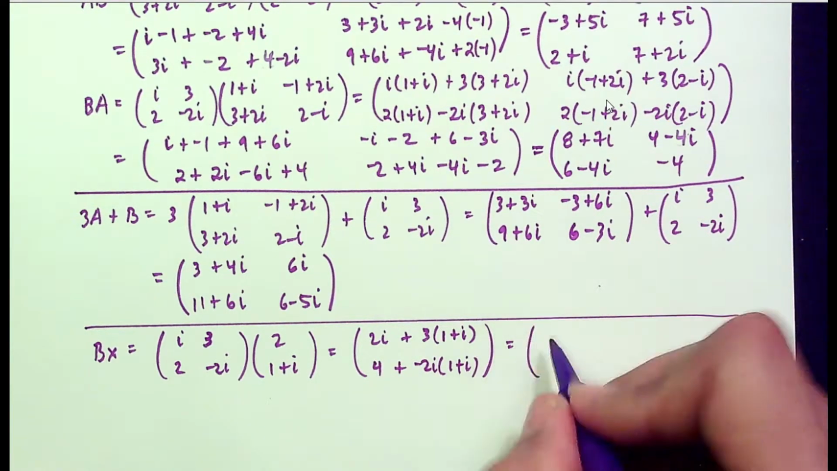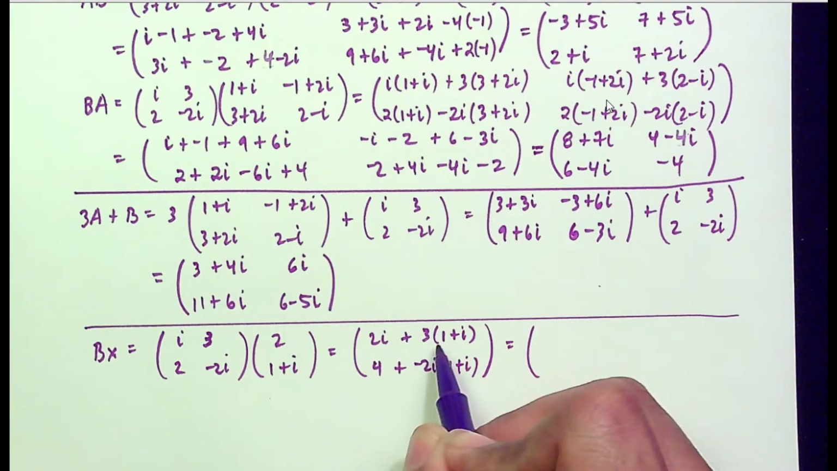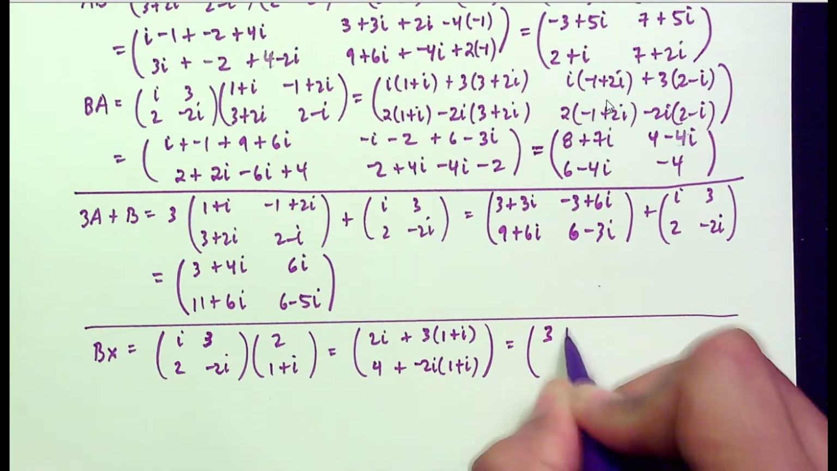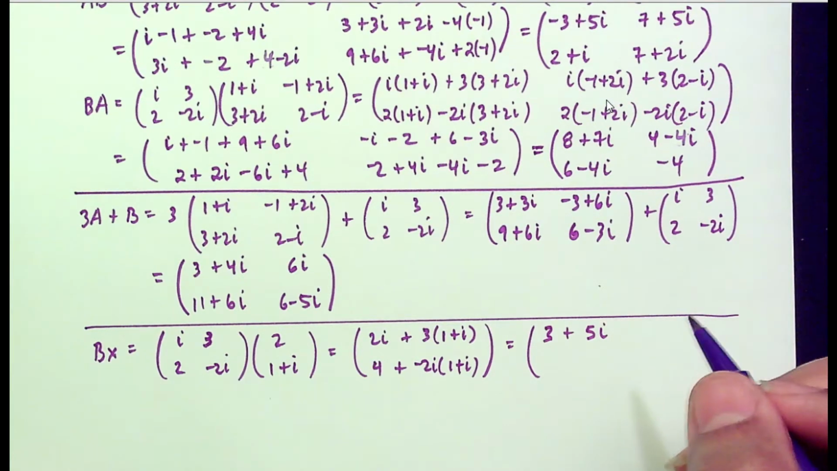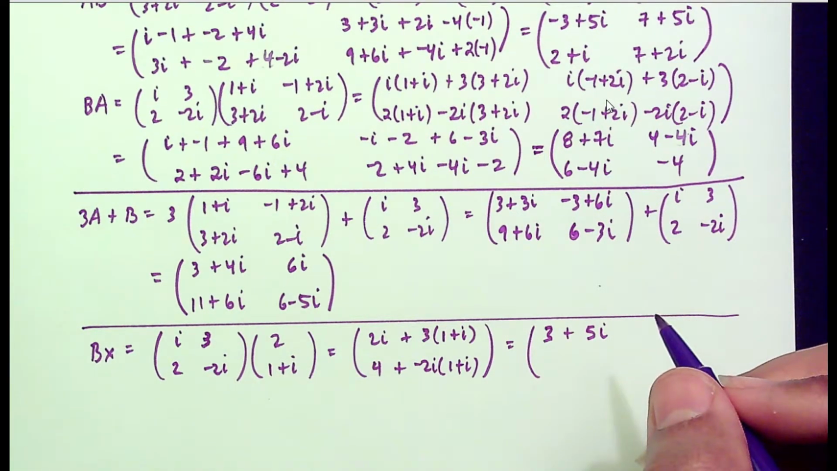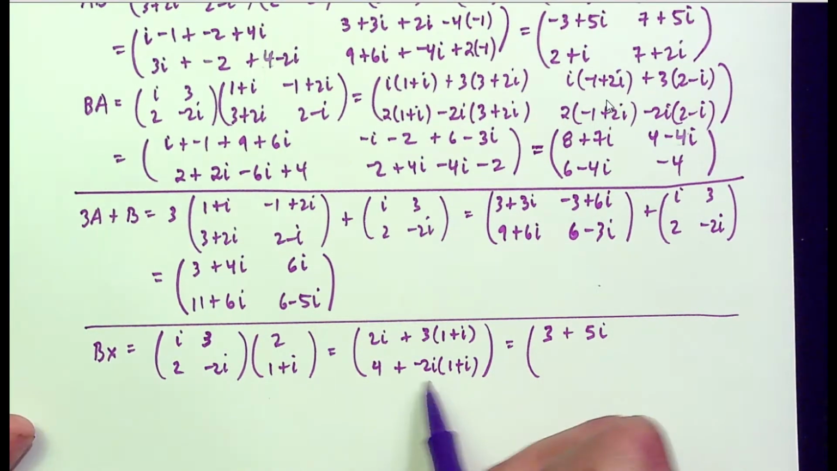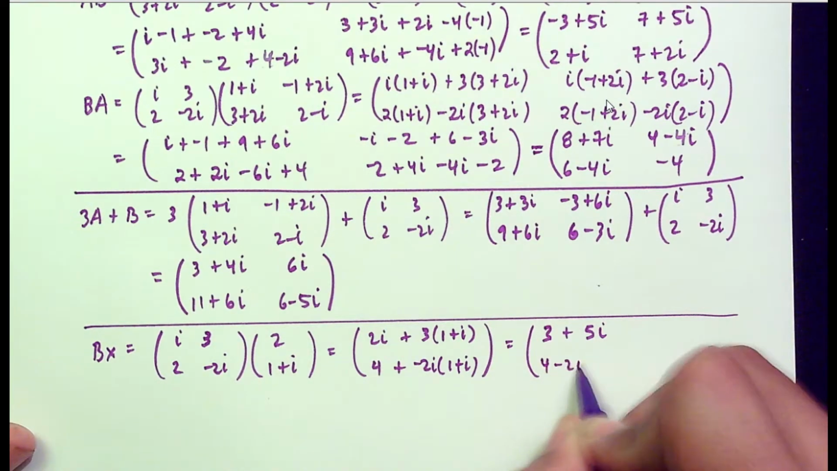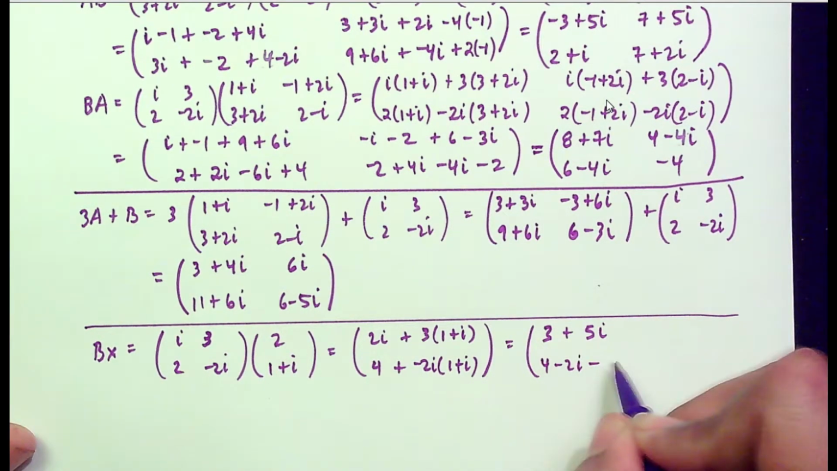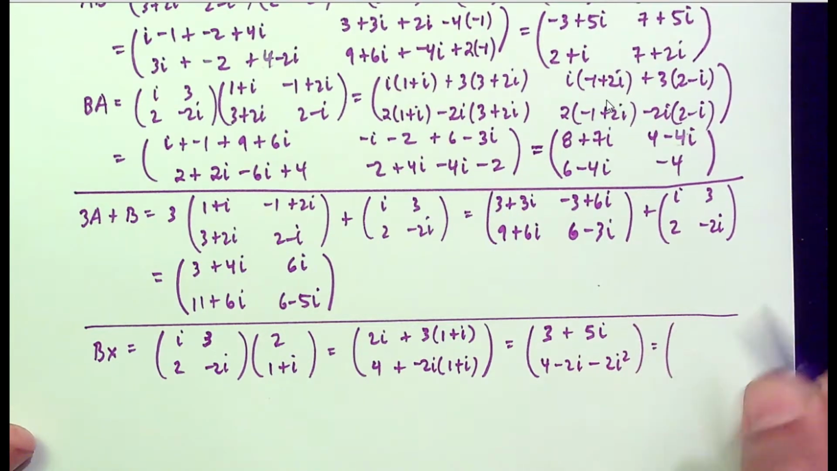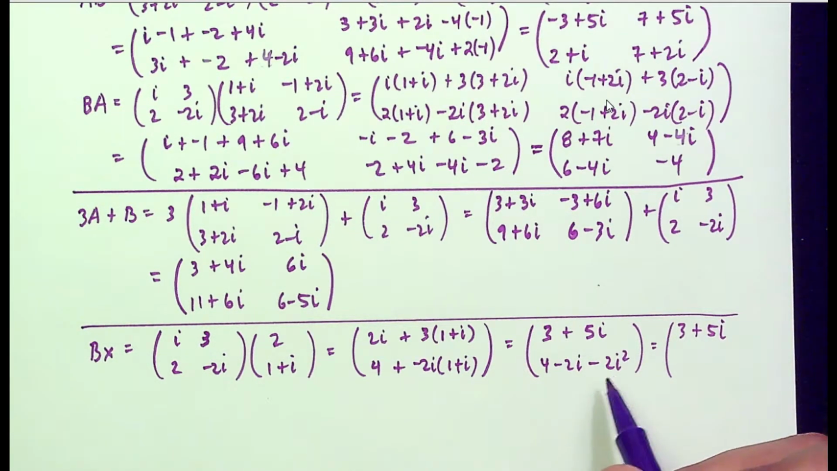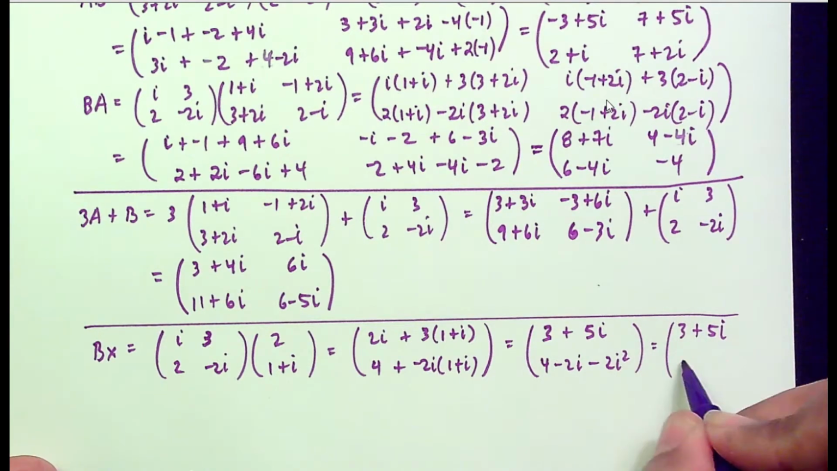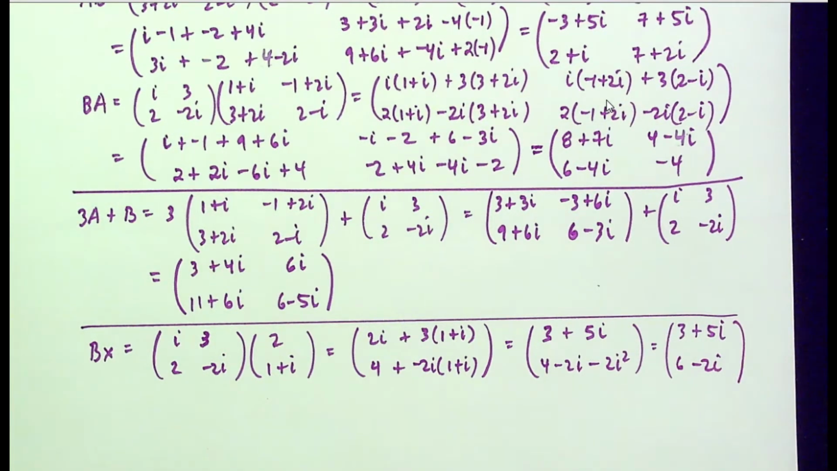Okay, now this is 3 and 3i, so the result would be 3 plus 5i. And then here you would get 4 minus 2i, and then you would get negative 2i squared, and simplifying that is 3 plus 5i. And then i squared is negative 1, so this will be plus 2, and 4 and plus 2 is 6, and then you get 6 minus 2i, and that's the end.